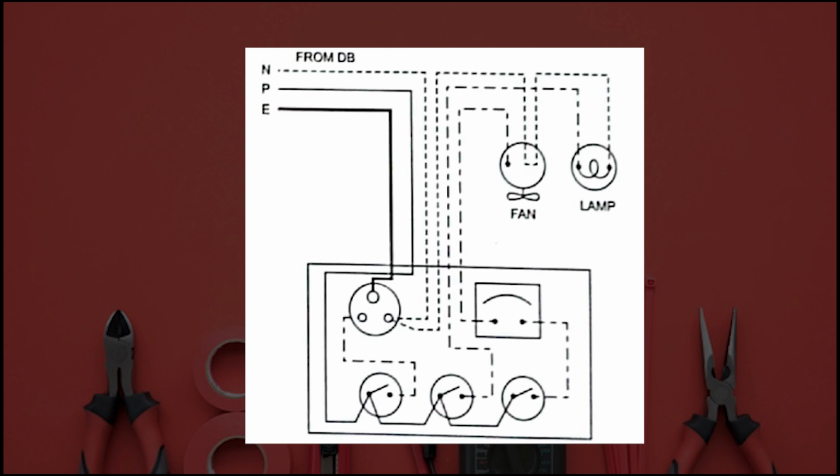What you have to keep in mind is that all the connections going through the switches are phase wires, and neutral is directly connected to this fan, lamp and this socket, and earthing is also connected to this socket, the terminal which has a larger diameter. That earthing is connected here.